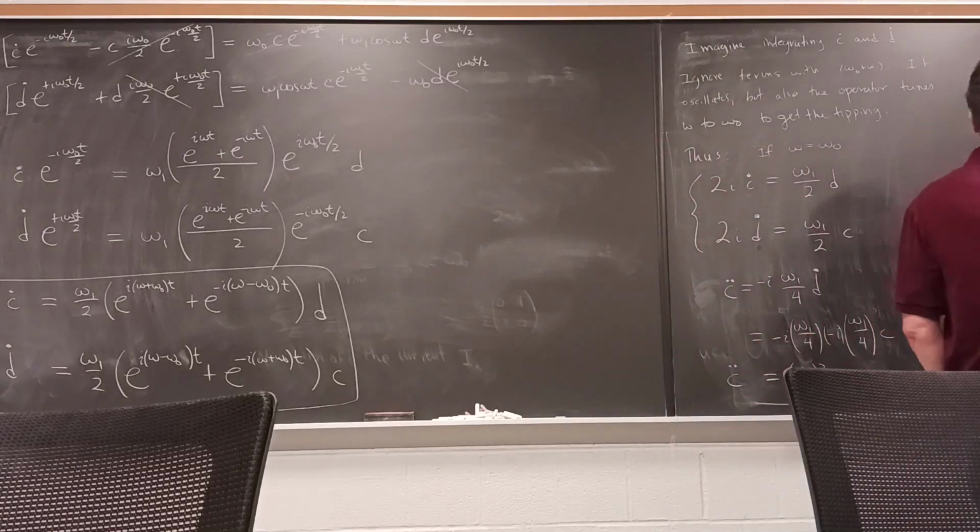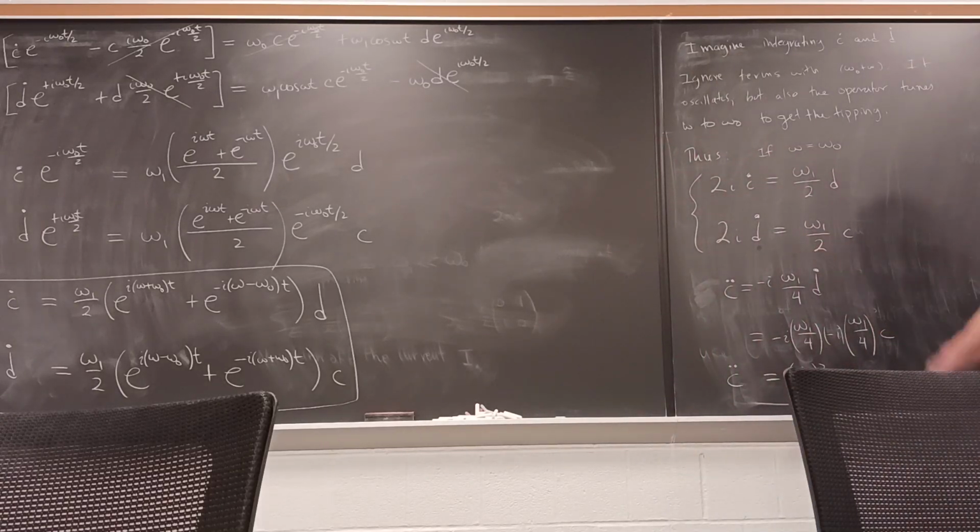So we have then, and these things are structurally identical, so it's the same for D. So let's define omega tilde is equal to omega 1 over 4. Then we have C of t is equal to some A cosine omega tilde t plus, should that be B negative, sine omega tilde t. Okay, and the same for D. So now we found C and D.